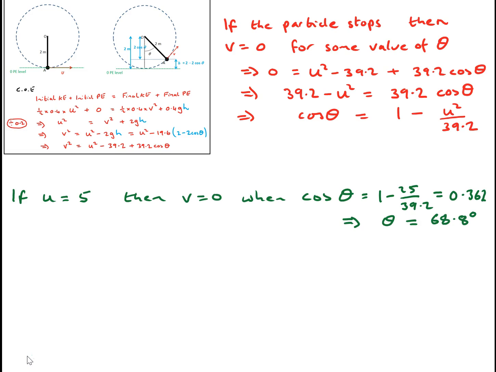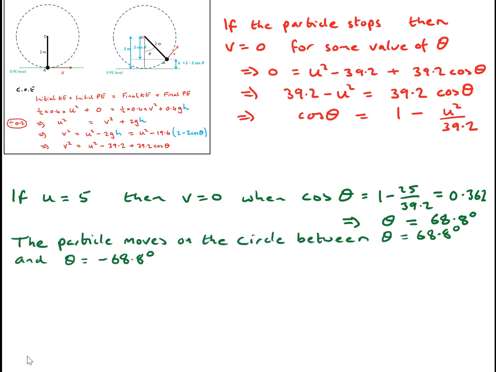So in this case, the particle comes to a halt when theta equals 68.8 degrees, and then clearly will just fall back round the circle to a position where theta equals minus 68.8 degrees, and it will simply swing to and fro between theta equals minus 68.8 degrees and theta equals 68.8 degrees.